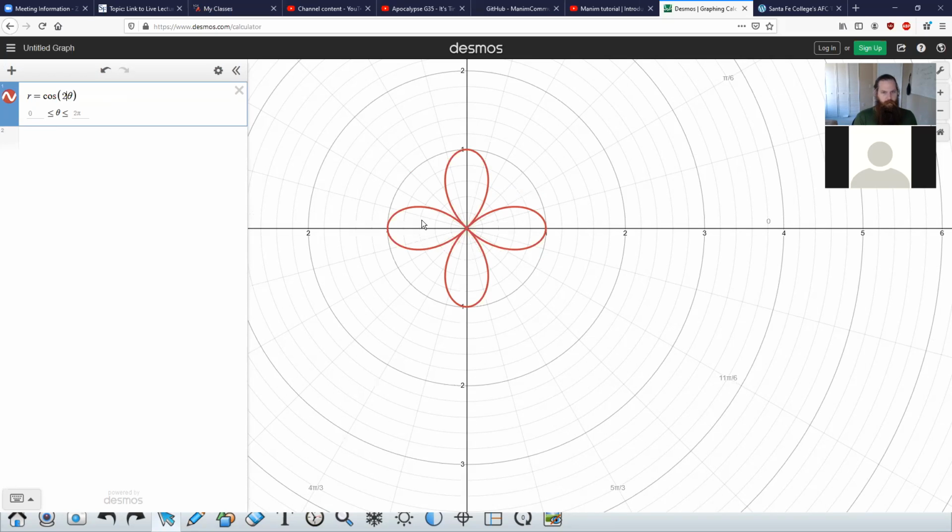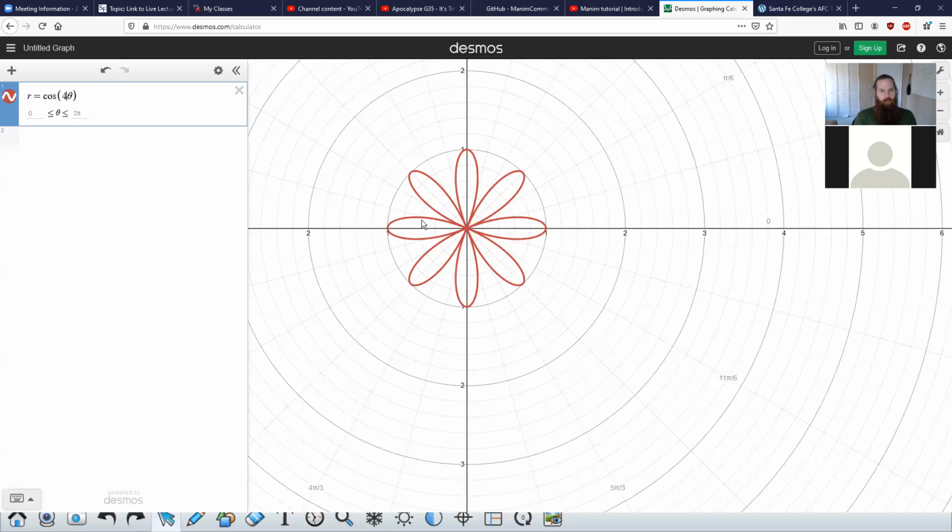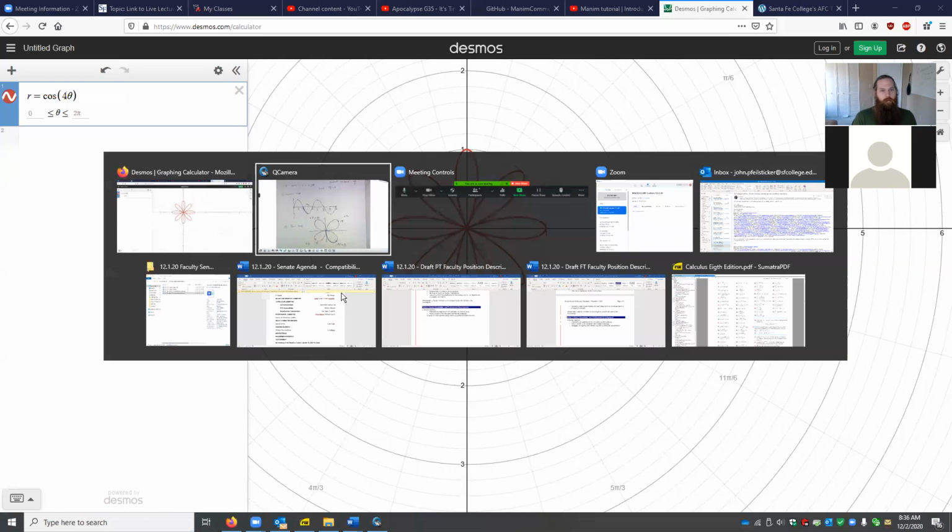Cos 2 theta looks like this. The angular velocity is even, so I have twice that number of petals. Cos 3 theta, here its angular velocity is odd, so I have exactly that number of petals. Cos 4 theta is even, so I'll have 8 petals. So that's these petal graphs.